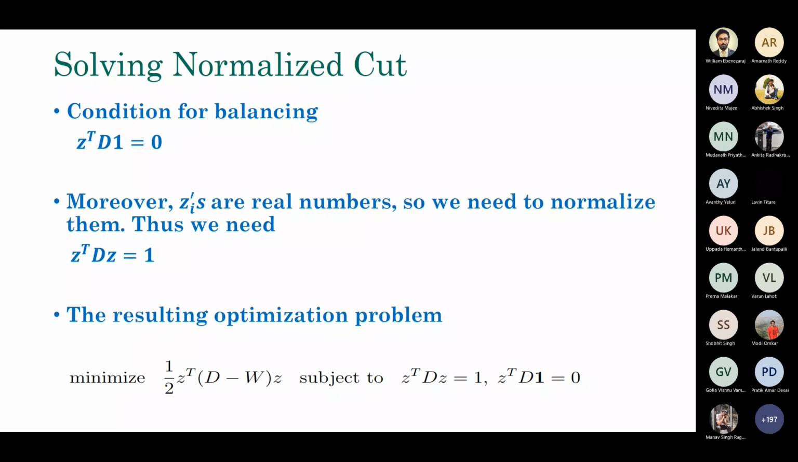Now solving the normalized cut will require, as I have mentioned, balancing things. So there's another property which I need to introduce: Z transpose D 1 equals 0, where 1 is basically the one vector. Second, all the Zi's are real numbers, so we need to normalize them together. For that we use another property: Z transpose D Z equals 1. These are some of the properties that people actually proved. It would take a whole bunch of lectures to prove everything from scratch, so I'm just telling you the most important properties that you need to solve this problem.